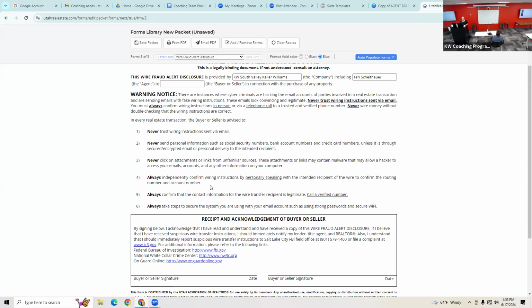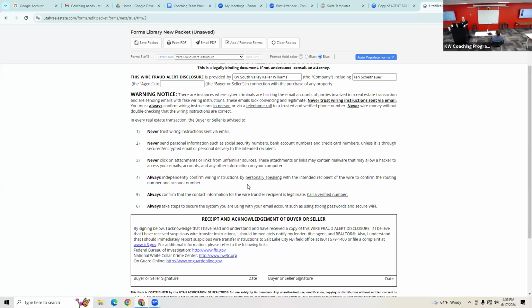Number four, we want to always confirm our wiring instructions by personally speaking with the person who's receiving the wire. So how I like to see this done is we're going to go to closing, as I mentioned during the presentation there, and you will be able to receive a copy of those wiring instructions at closing. Go to the bank, go to the teller and have them wire the money to the instructions you have in your hand.